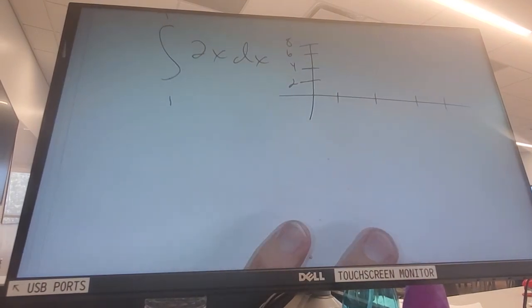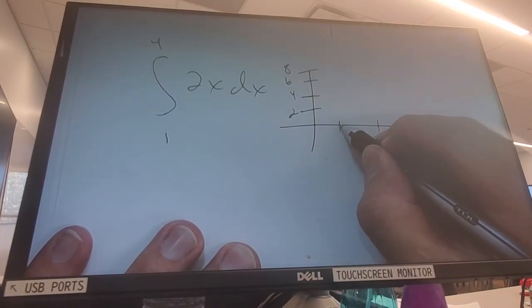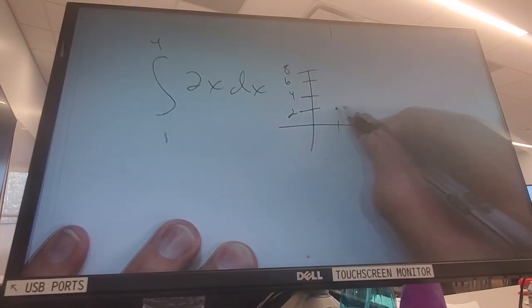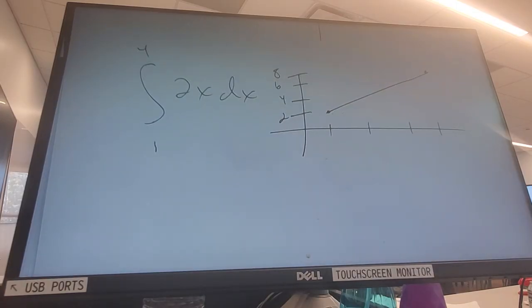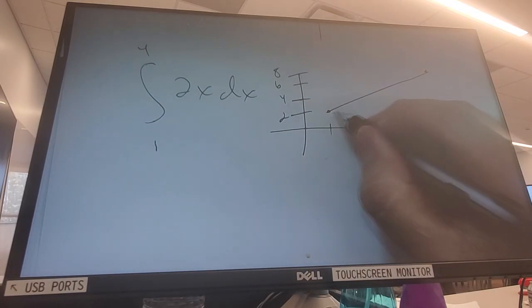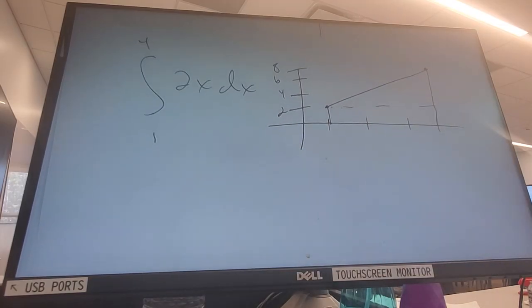2, 4, 6, 8. So at 1, it's where? And at 4, it's where? 8. What did I really just do? I really just took our triangle and shifted it up. So now you could either look at it as a triangle with a rectangle, or you could look at it as a trapezoid. Yes, you can look at it as a trapezoid.